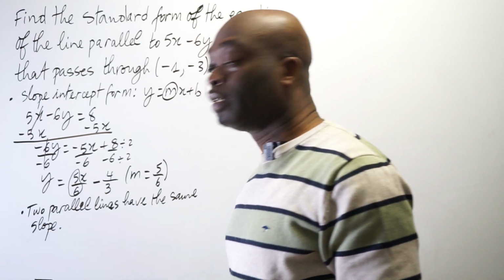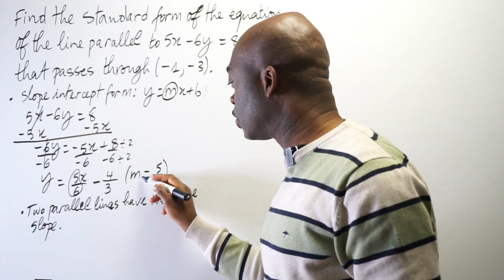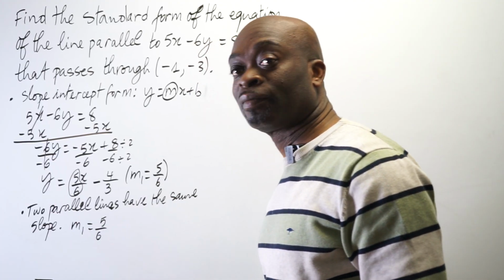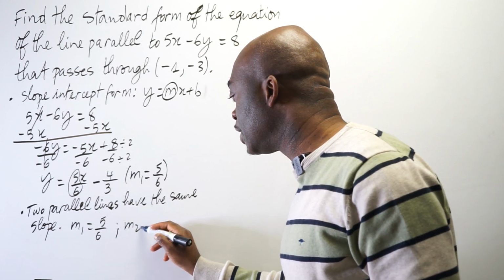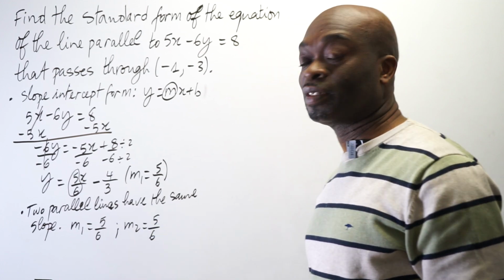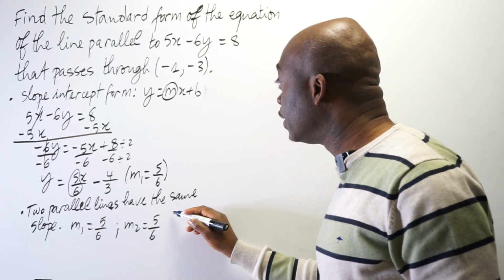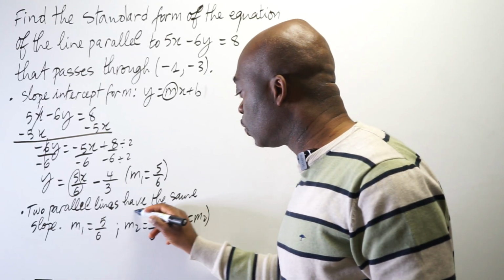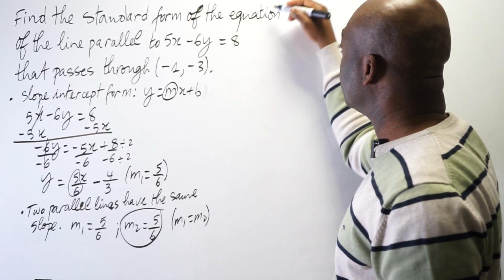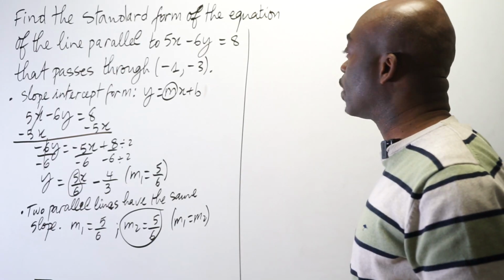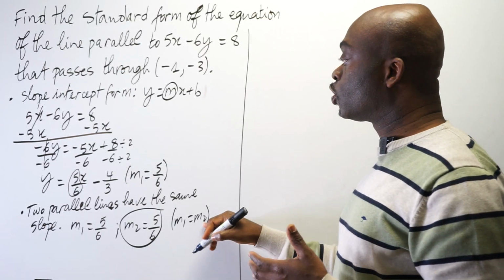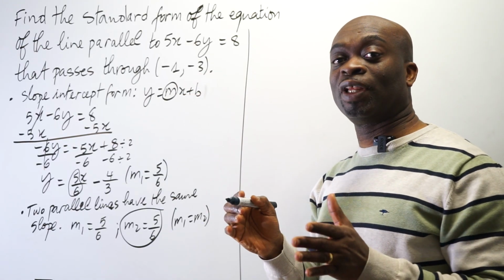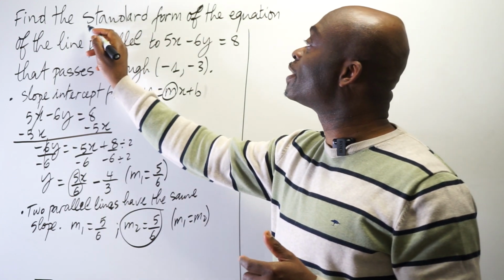That means if we call this one m1, and m1 equals 5/6, then m2 is also equal to 5/6, since both of them are the same. Both of them the same means m1 equals m2. All right? So the slope here is good. Now, if the slope is good, what else do we need? We then need the other point, and that's it. So now we're talking about writing the equation of a line, and in this case, we want it in the standard form.